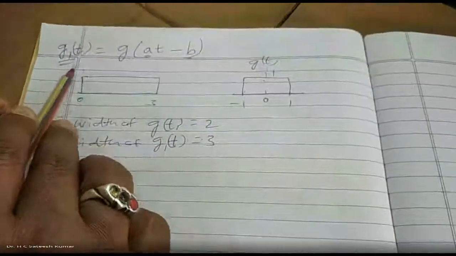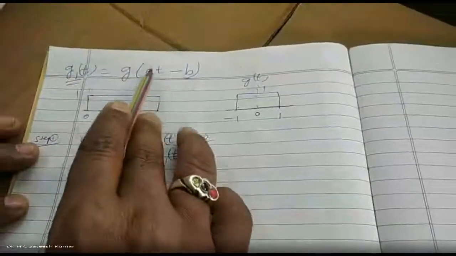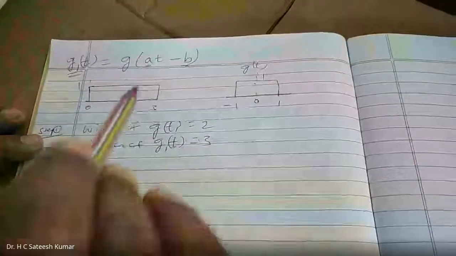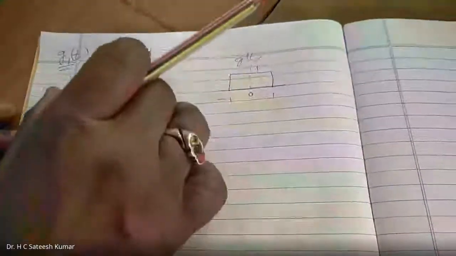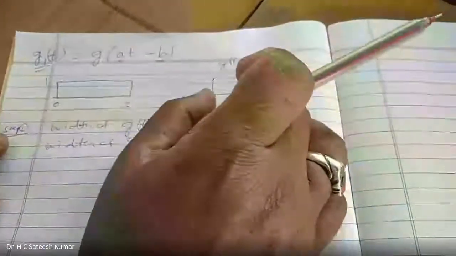Now, what I will tell is this: I want to represent G1 of t in terms of G of t first. So what should you do? You should do some scaling and some shifting, mechanically. First of all, how much width is there? If you want to get this one from this one, you have to expand it, that is, you should scale it.